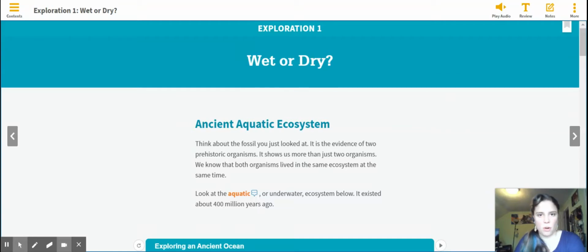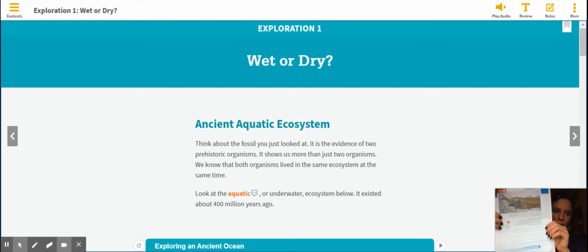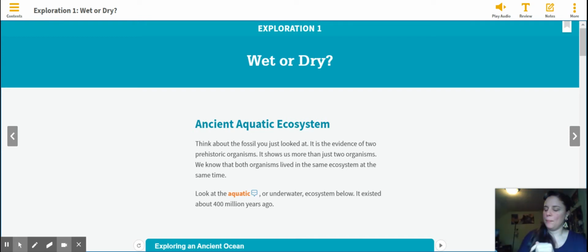Guys, we're going to continue our fossil packet, and yesterday we did this little guy and then wrote a paragraph on this fossil of two fish eating each other. Today we're going to go on to the next page, which says wet or dry, and you guys can follow along with the interactive book, okay? So we're probably only going to get to the wet part today, and we'll do the dry part tomorrow.